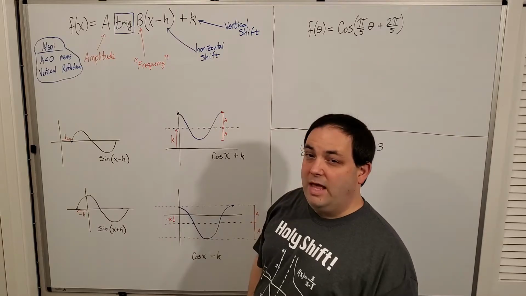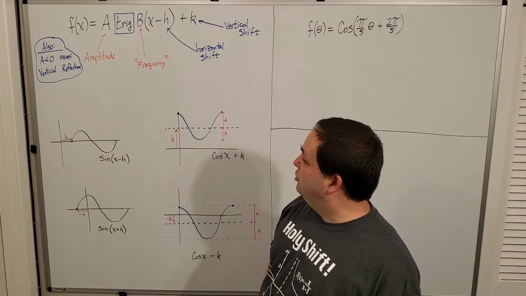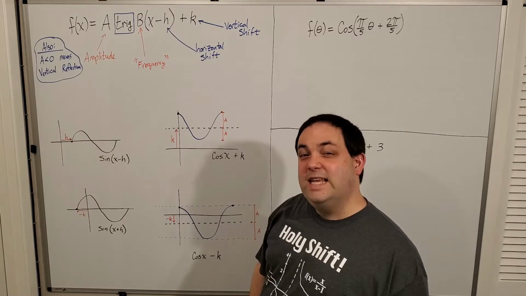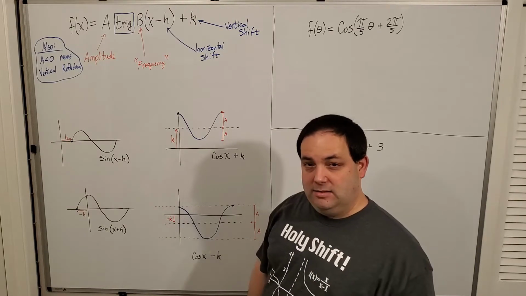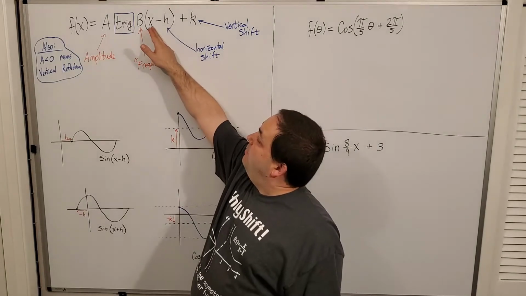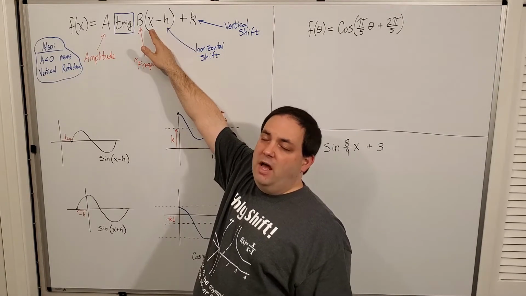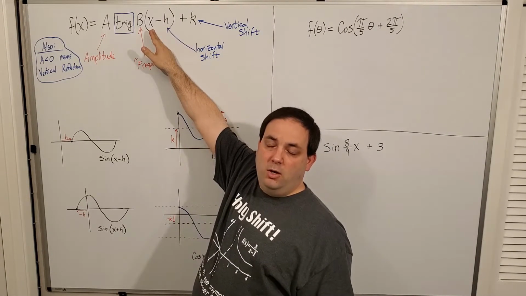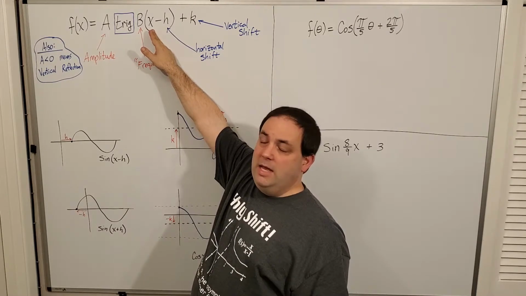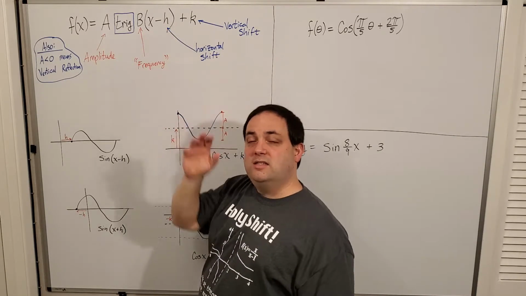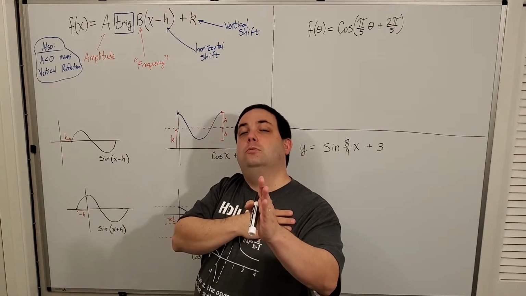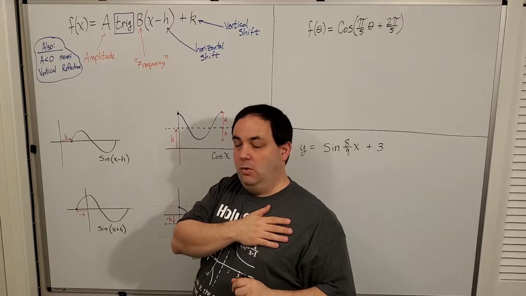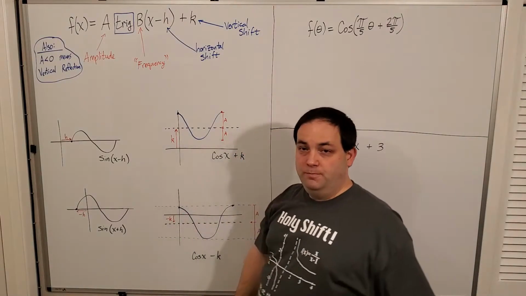Now, let me repeat that. The horizontal shift has to be added inside directly to the x. Okay, it cannot be any other version of x. It can't be 5x, pi x, 9/2x, none of that. It must be x plus or minus a number, and then whatever that number is is your actual horizontal shift. Okay, so you have to be careful.